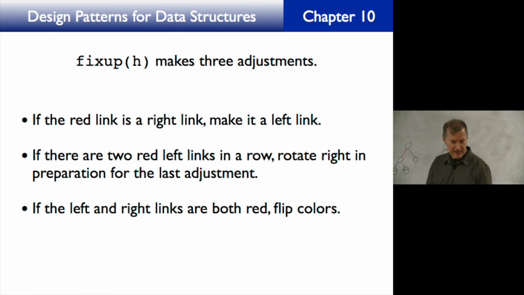All right? Now, in the second one, if there are 2 red left links in a row, that's the other condition that it has to handle. So if there are 2 red, that's hard to say fast.